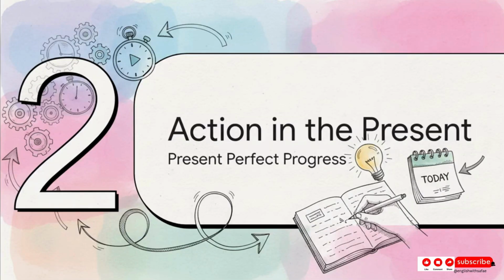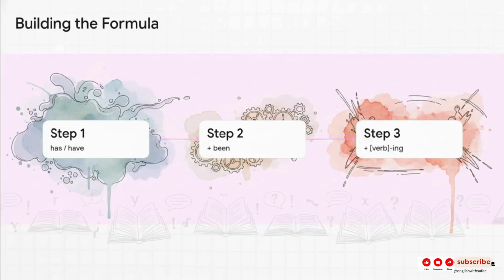Let's start right here in the present. The present perfect progressive is your go-to tense when you're talking about something that started in the past, kept going for a bit, and has a direct result you can see or feel right now. And building it is incredibly easy. It's just 3 little blocks. First, you grab has or have. Then you add our magic word, been. And finally, you tack the ing form of your verb onto the end, and that's it.